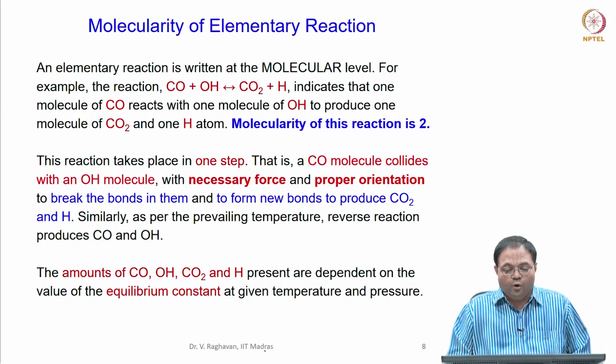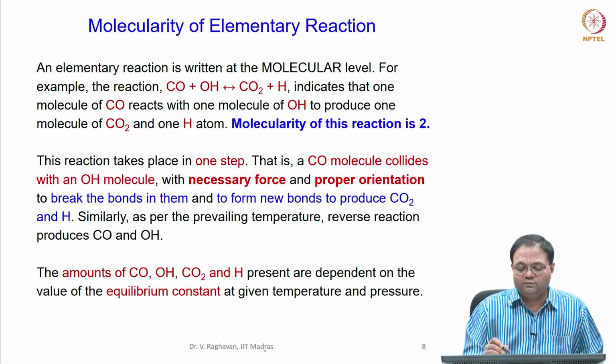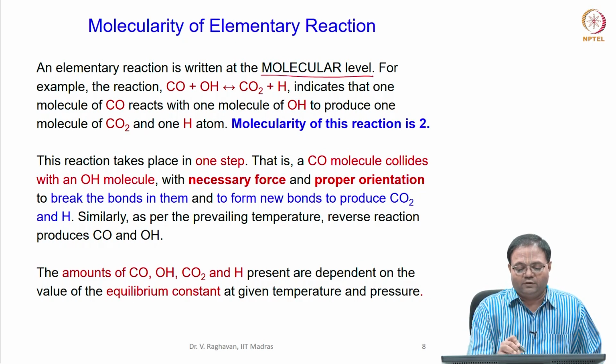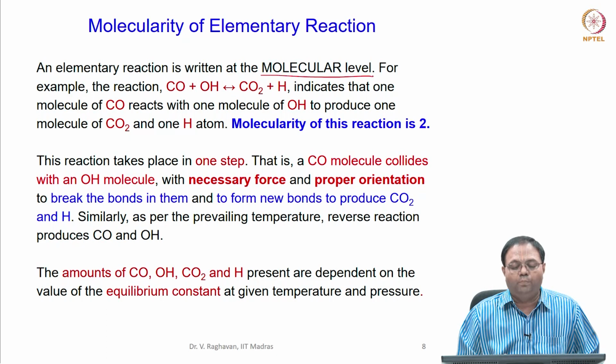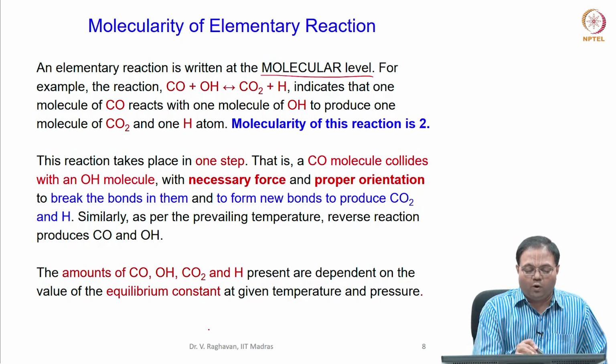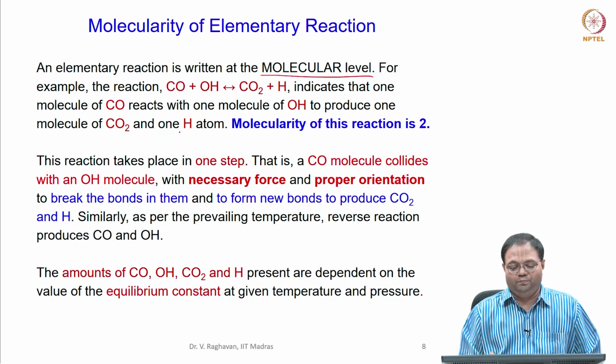Okay, now molecularity of an elementary reaction. An elementary reaction is written at the molecular level, we are told that already. So, let us consider an important reaction called CO plus OH reversibly giving CO2 and H. This can be read as one molecule of CO reacts with one molecule of OH to produce one molecule of CO2 and one H atom.